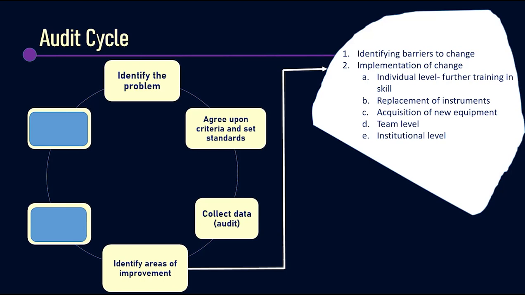So once you identify areas of improvement, then you make the necessary changes and then you do a re-audit. If you make all the necessary changes, see what your level of infection is now. Have you been able to decrease it to less than 2% now? If you have decreased it to less than 2%, you have done a good audit, you have made the necessary changes to decrease your rate of infection to the standard, the explicit agreed upon standard.